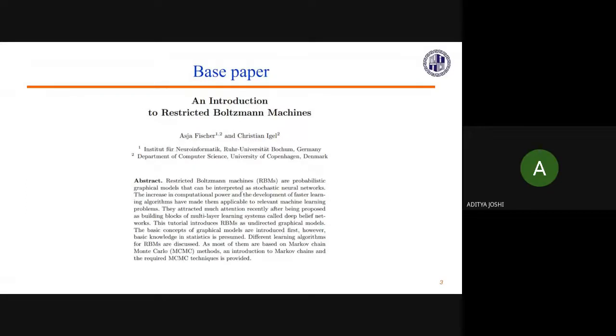Hello everyone, this is Aditya Joshi. So, the base paper, as you can see on your screens, is titled An Introduction to Restricted Boltzmann Machines. It was written by Fischer and Igel in 2012. A lot of people would go for papers written by Geoffrey Hinton during the 1980s, which described restricted Boltzmann machines and Boltzmann machines in general.